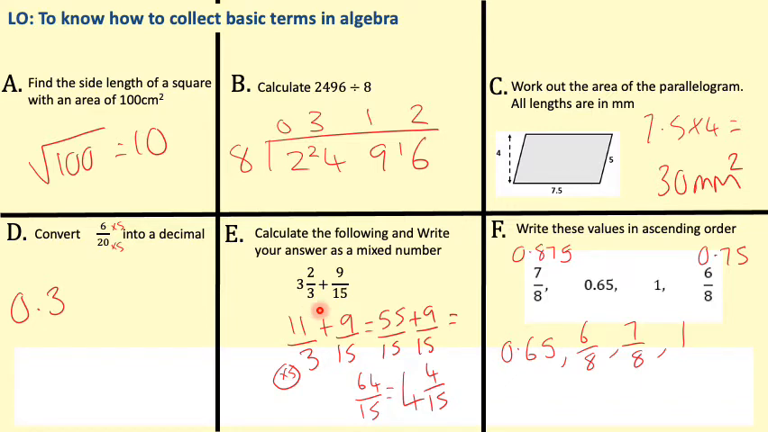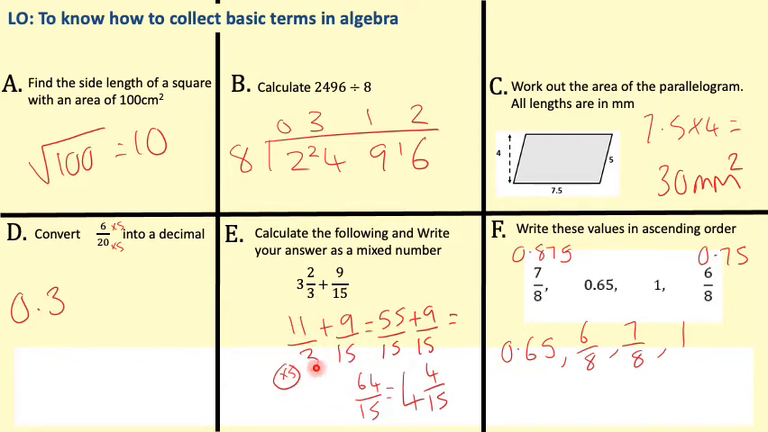This one here, calculate the following and write your answer as a mixed number. So first of all, I'm going to want to change this fraction here into an improper fraction. So I want to turn this mixed number, 3 2/3, into an improper fraction. So I do the 3 whole number times by the denominator 3. So I get 9, add the 2, I get 11 over 3.